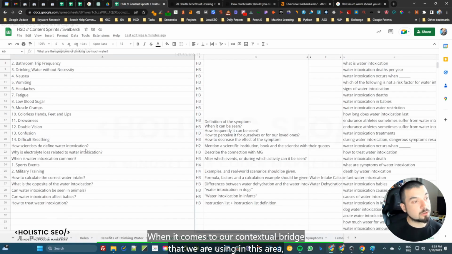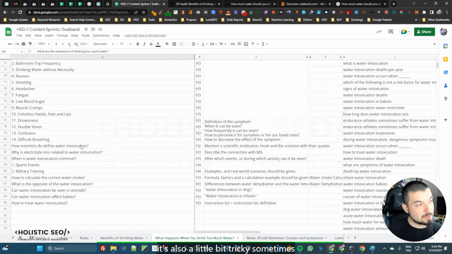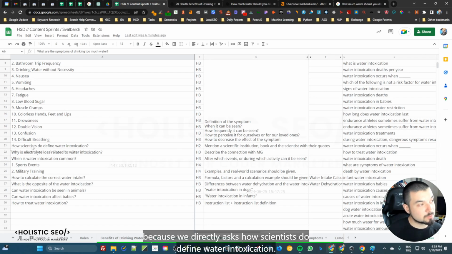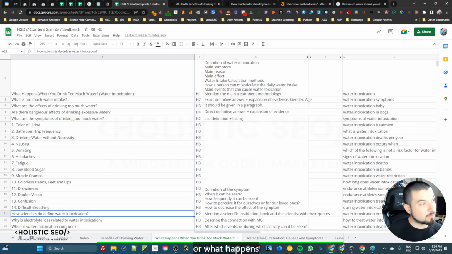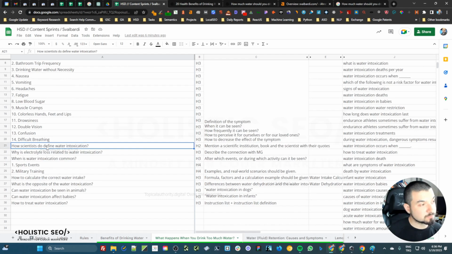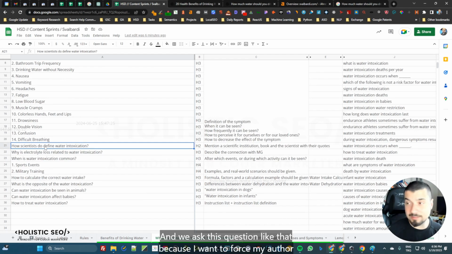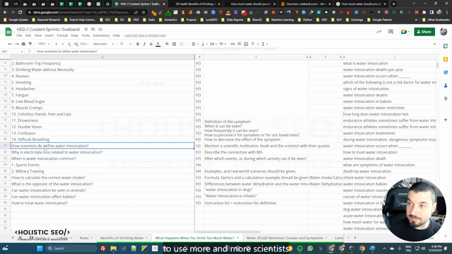When it comes to our contextual bridge that we are using in this area, it's also a little bit tricky sometimes, because we directly ask how scientists define water intoxication. This is a variation or modification of the actual question: what is too much water intake, or what happens when you drink too much water, or basically what is water intoxication. We ask the question like that because I want to force my author to use more and more scientists, more institutions, or researchers.